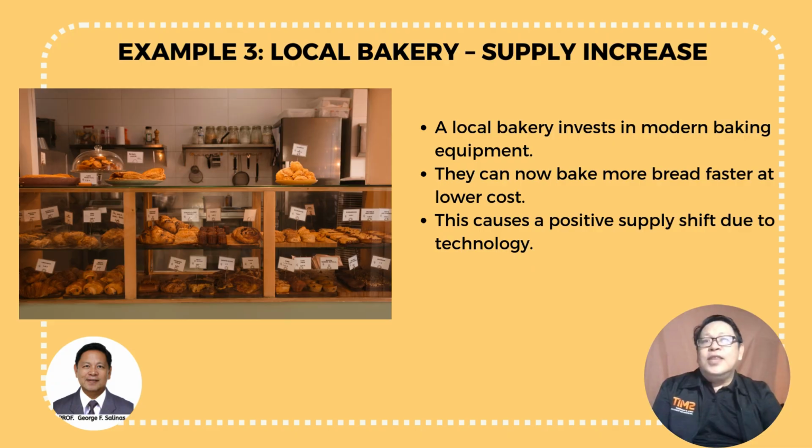Now, the new technology is a positive factor because new equipment like high-speed ovens improves efficiency and lowers per unit production costs. And when this happens, this indicates a positive shift because production is now cheaper and faster. The bakery is willing and able to supply more bread at any given price.